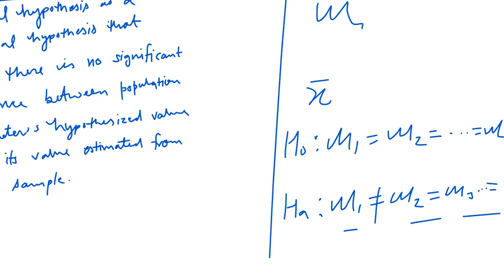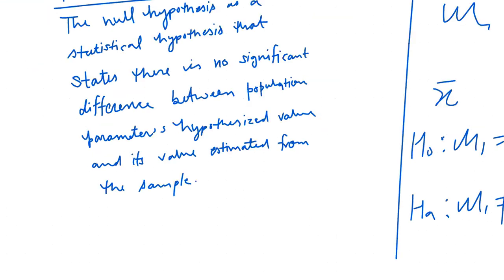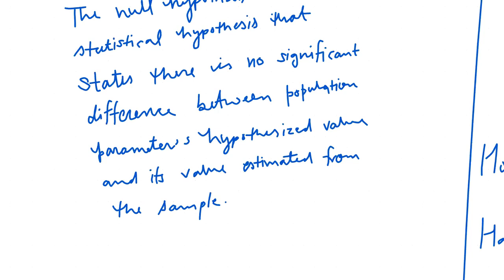Mu is the population mean, and mu1, mu2, mu3 are the sample means of different samples of the same population. Why is it so? Because we are testing samples of the same population.